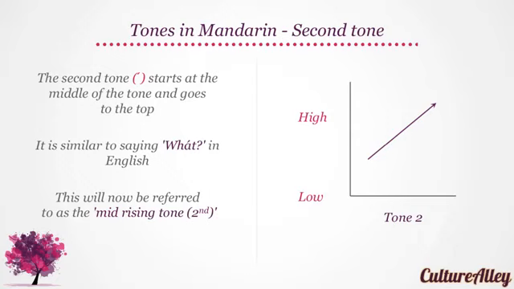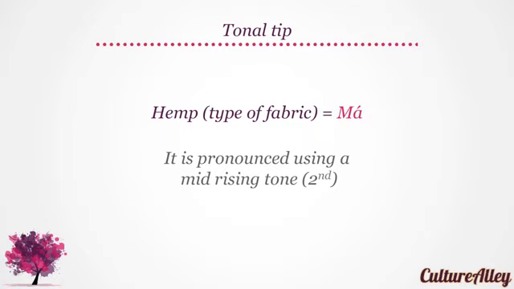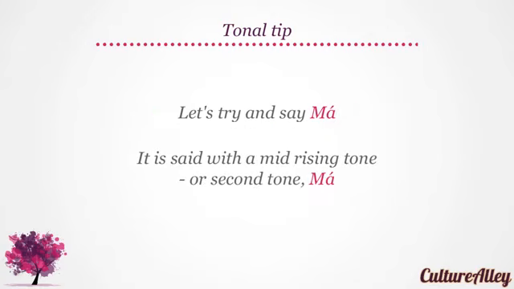Great! Now that we've learned the first tone, let's move on to the second one. The second tone is denoted by an upward slant from left to right. It starts at the middle of the tone and goes to the top, and is similar to saying what in English. This will now be referred to as the mid-rising tone, or the second tone. Note that hemp, which is a variety of fabric, translates to ma, and is pronounced using a mid-rising tone, also called the second tone.